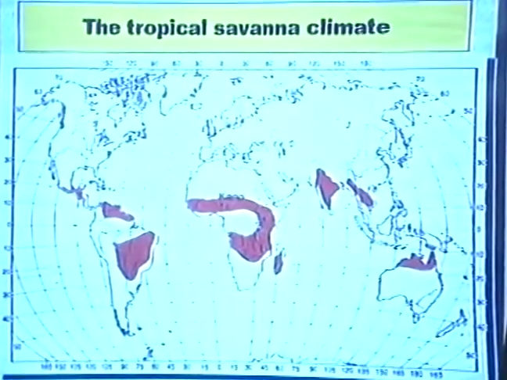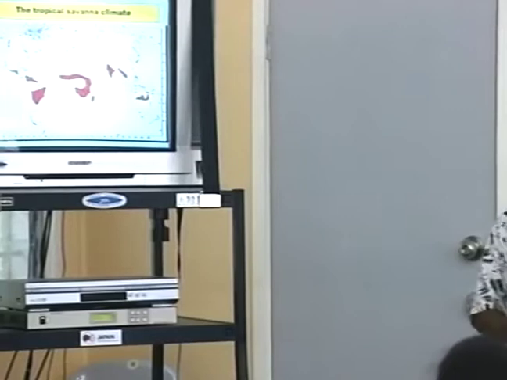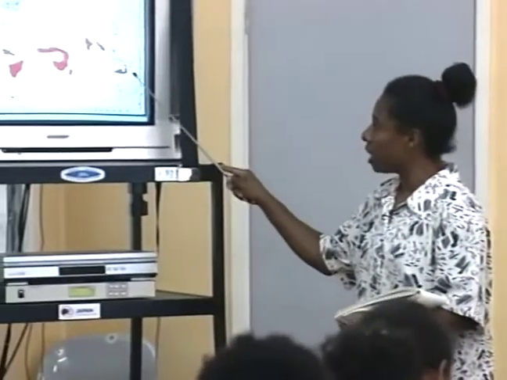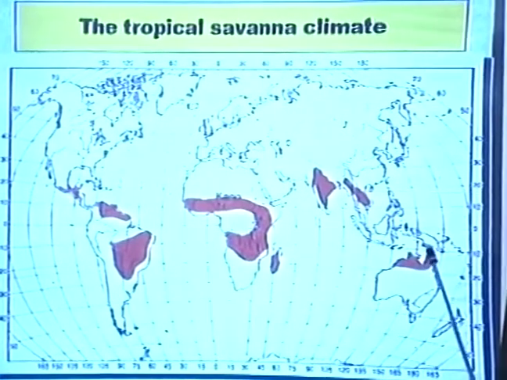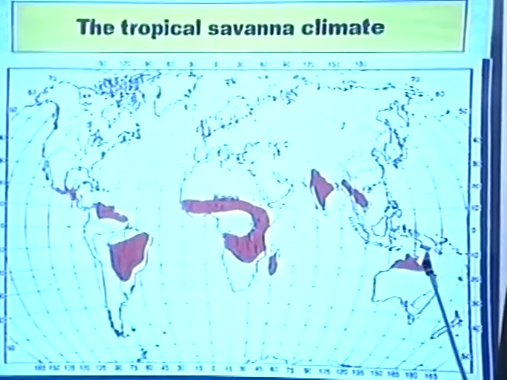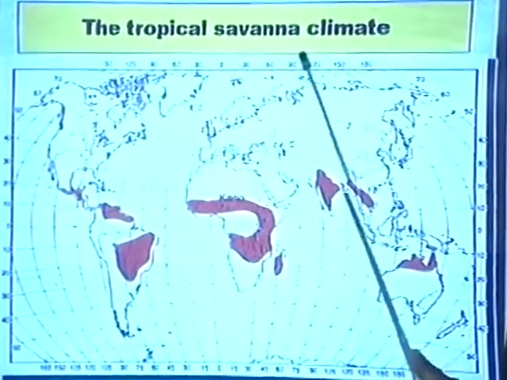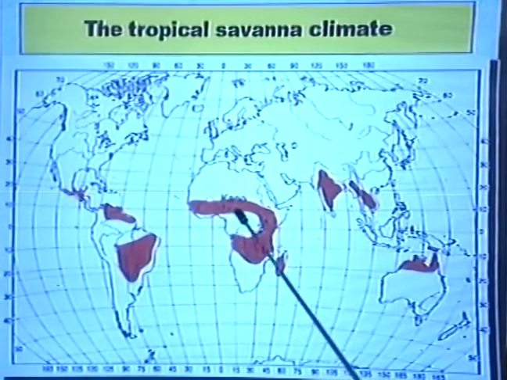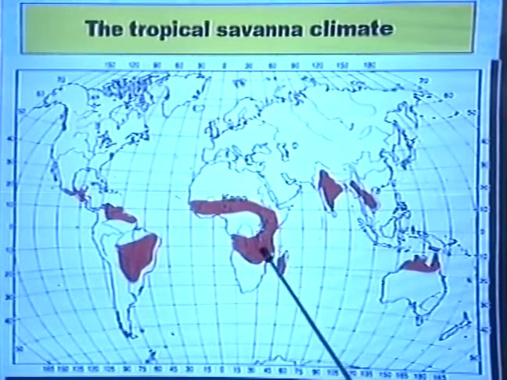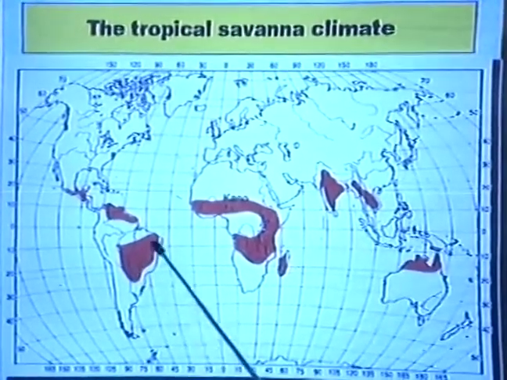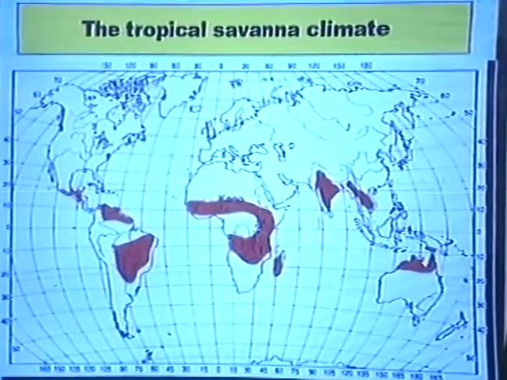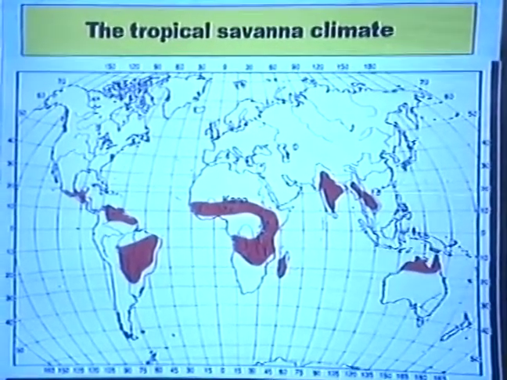The regions of the world which experience this type of climate, as shown on the map, include Australia, the northern part of Australia here. See the section in Papua New Guinea here, Port Moresby, would be a very good example of an area with a tropical savanna type climate. We also have sections of Africa that experience this particular type of climate. And then we also have sections in South America that experience this type of climate.